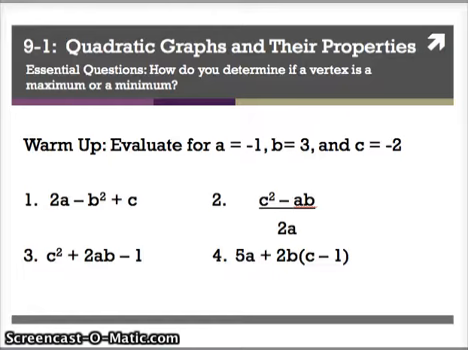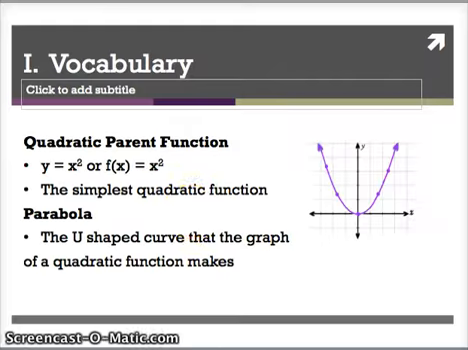So today's lesson is about quadratic graphs and their properties. The first thing we're going to learn about is what the quadratic parent function is. The function itself looks like y equals x squared. You might also see it written as f of x equals x squared. All that is describing the most simple quadratic function that you can have.